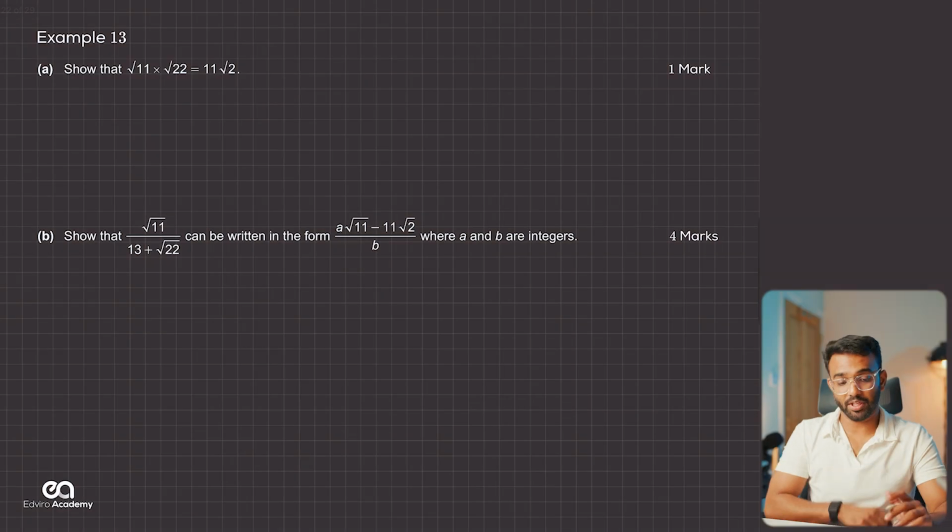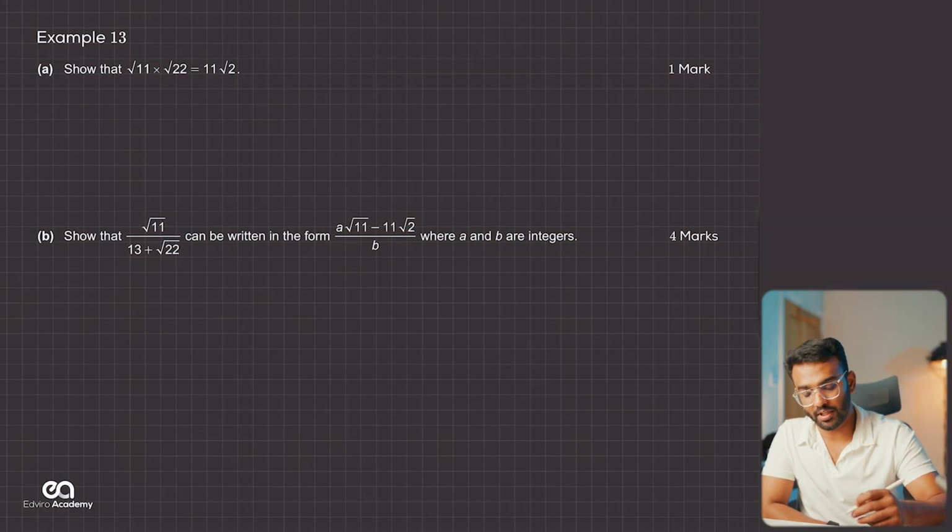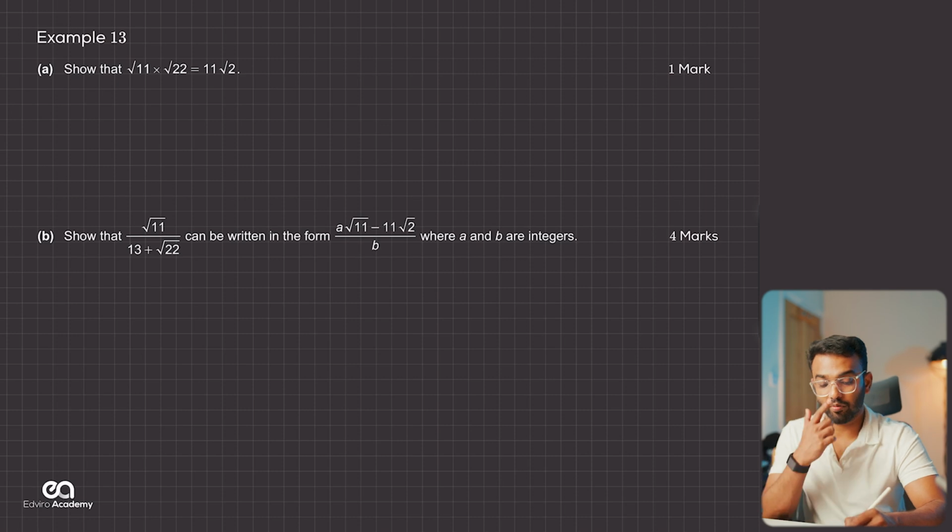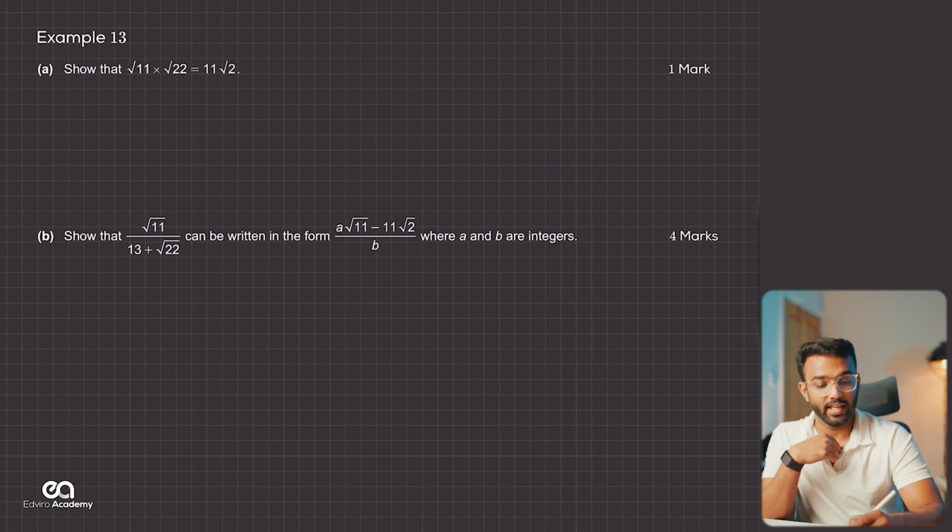So this question is coming from Surds. Let's see how this is done. We have square root of 11 times square root of 22. We have to show that's equal to that.